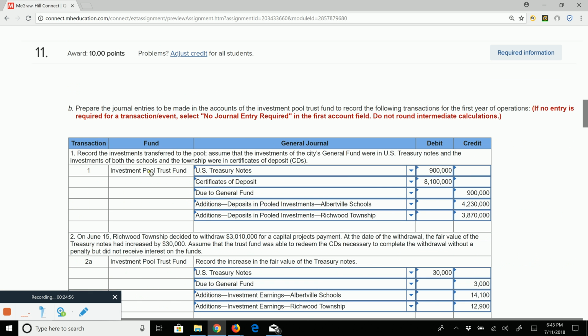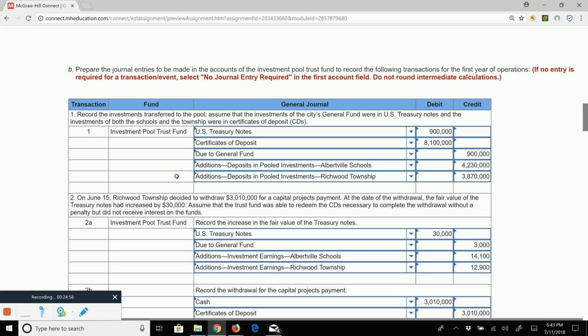So the investment pool, the trust fund, they're going to debit the various investment accounts totaling $9 million. And it happens to be broken up: U.S. T-notes, $900,000, and CDs, $8.1 million. Those are the original investments in the trust fund. And remember what I told you earlier, that there's a difference in accounting between an internal participant and an external participant. And here it is.